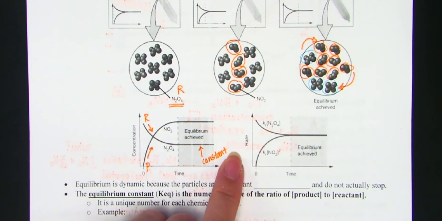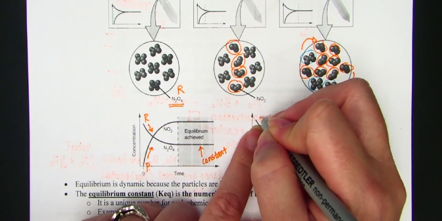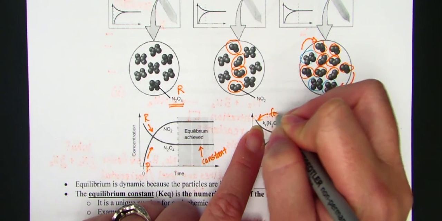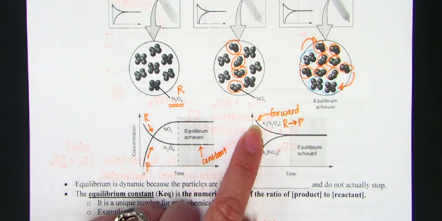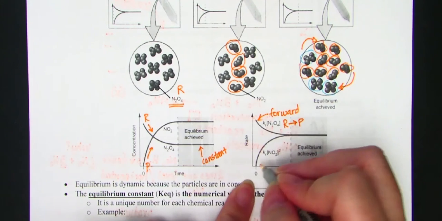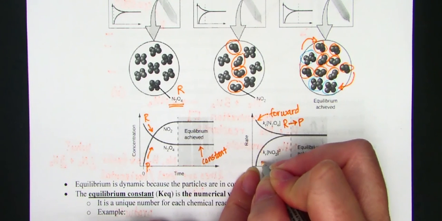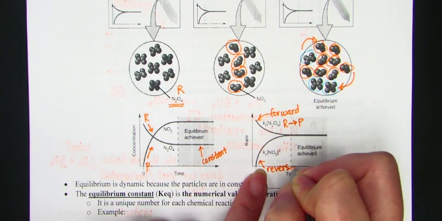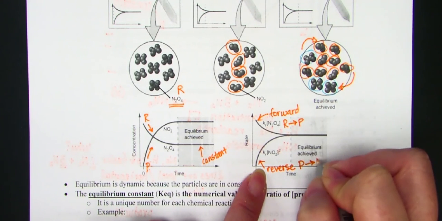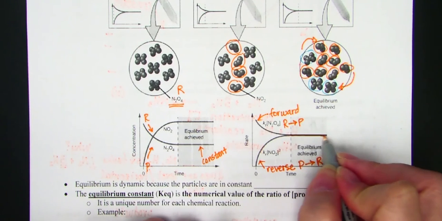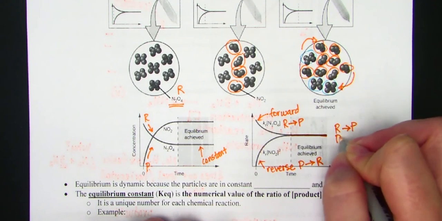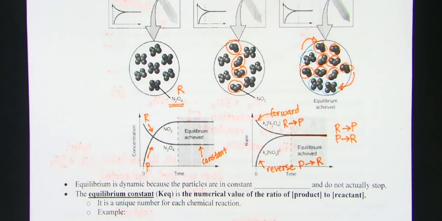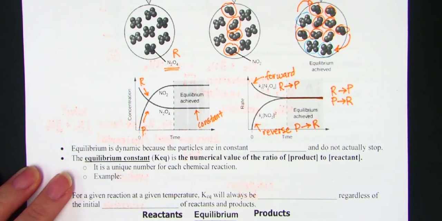This is showing my rates. So this is my forward reaction. At the beginning, I only have reactant, and so my reactant is changing into product. And that's the only reaction initially happening. But as I create more product, this is my reverse reaction, this will start to speed up and my product will change back into reactant until I get to a point where both of these reactions are happening at the same rate. So my reactant is changing into product, but my product is also changing back into reactant at the same rate. So equilibrium is dynamic because the particles are in constant motion and do not actually stop.